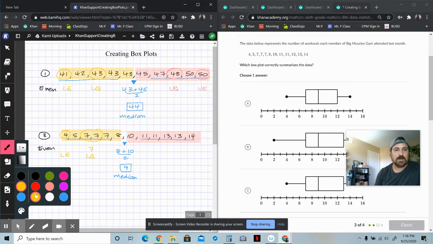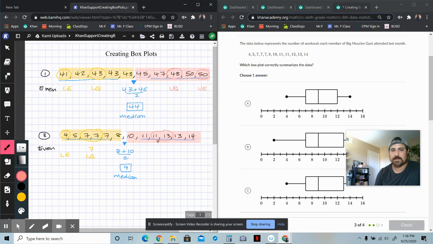On the upper side, you've got 1, 2, 3, 4, 5, 6 pieces of data. So it's going to be the average of the 11 and the 13. That's going to be your median, which is going to be 12. That's your upper quartile, right? The median of the upper half of the data. And then you've got this 14, which is going to be your maximum value, or another word for it is the upper extreme. Okay, so there's your 5 points of data that you need.